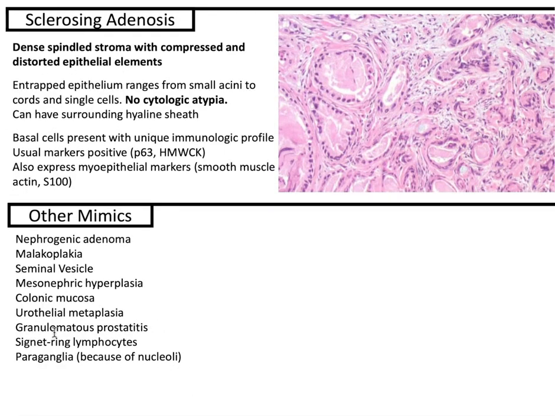Sclerosing adenosis, you'll have dense spindled stroma with compressed and distorted epithelial elements. You have entrapped epithelium and ranges from small acini to cords and single cells. No cytologic atypia, and you can have surrounding hyaline sheath. Basal cells present with unique immunologic profile where the usual markers are positive like p63, high molecular weight cytokeratin, but it also expresses myoepithelial markers like SMA and S100.